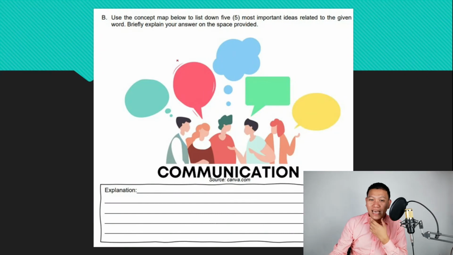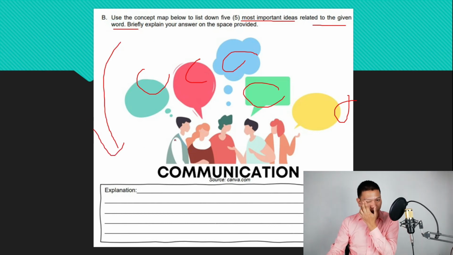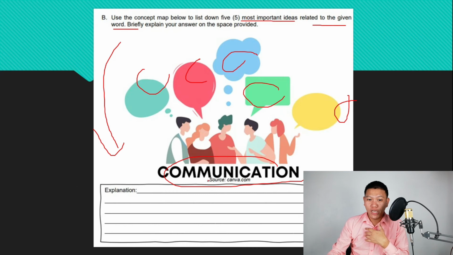Exercise B is a concept mapping. There are 5 balloons here. So you are to list down 5 important ideas related to the given word. Briefly explain your answer on the space provided. Okay. So what do you think are the words or ideas related to the term communication? So write it here, first bubble, second bubble, third, fourth, fifth, and then explain them shortly.